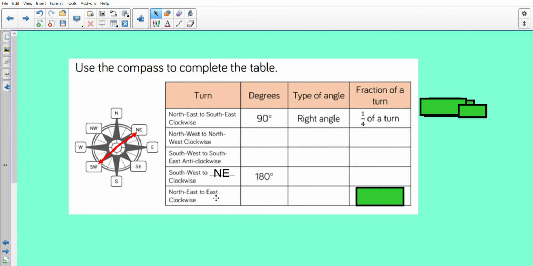Northeast to east clockwise. What fraction of a turn was that? Well, it's half of 90 degrees, half of a right angle, half of a quarter turn, so it's 1/8 of a turn. Right, really quite tricky that, but you'll be completing the rest of that table in your books.